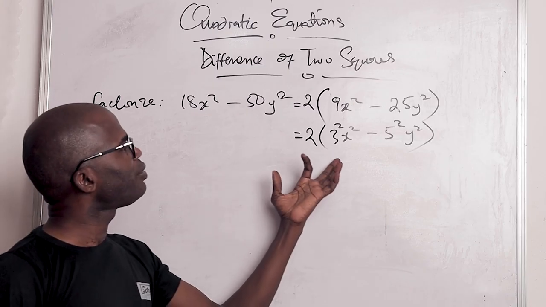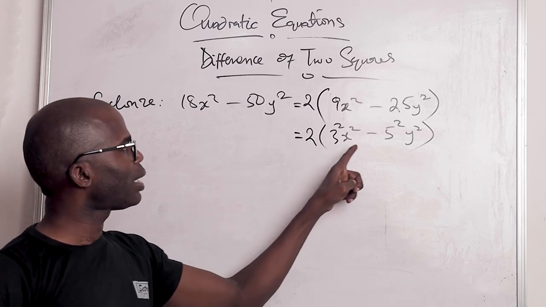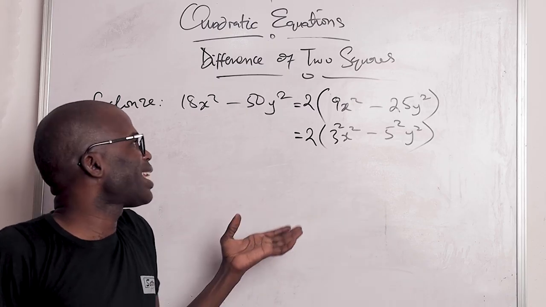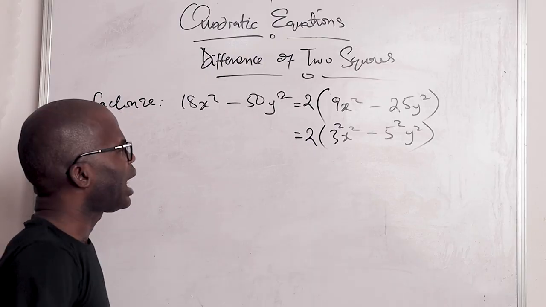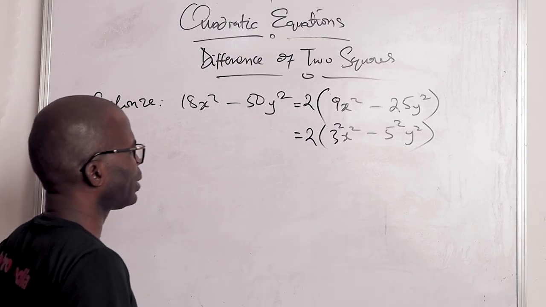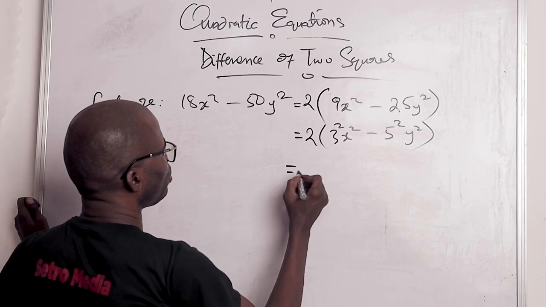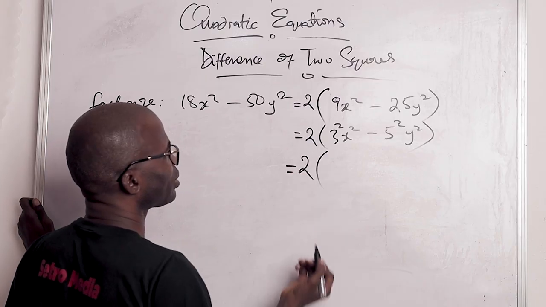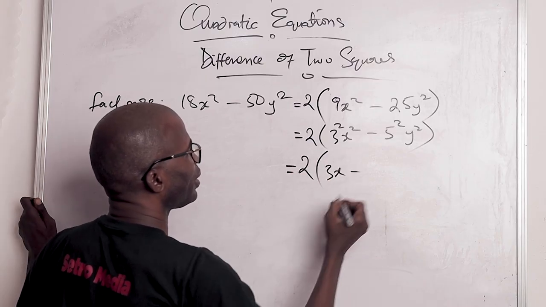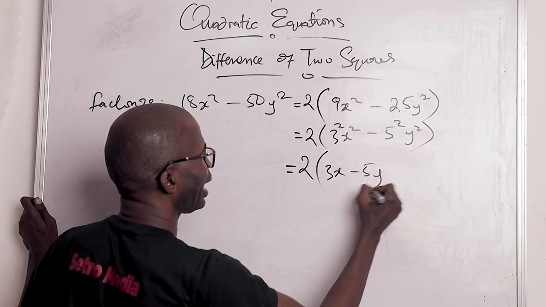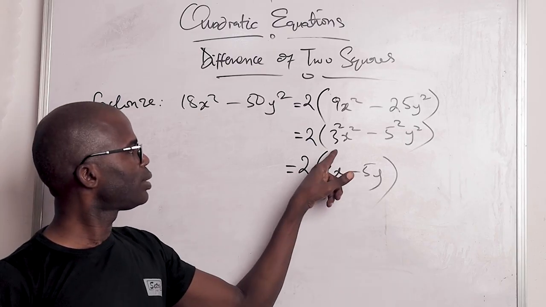Now, if this be the case, you can see that all of them are the square roots. So the easiest way to solve this kind of question, I will just definitely know that my answer is going to be 2 into bracket what? 3x minus 5y. What am I talking about?